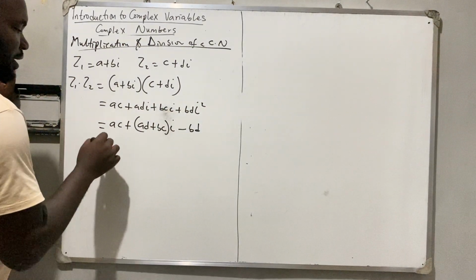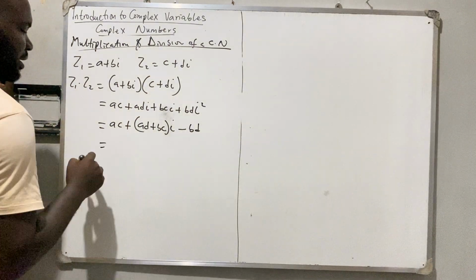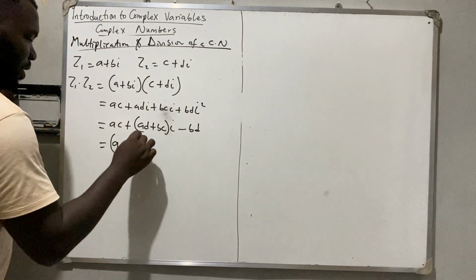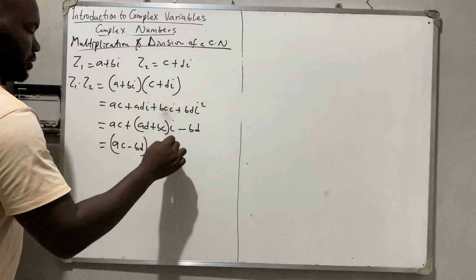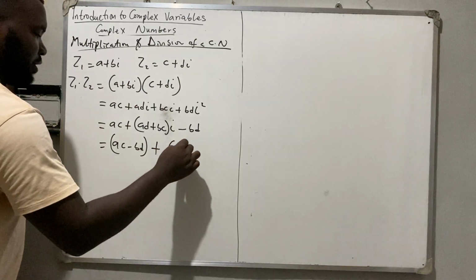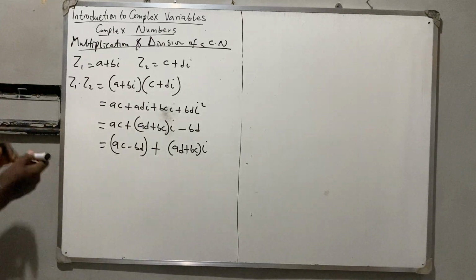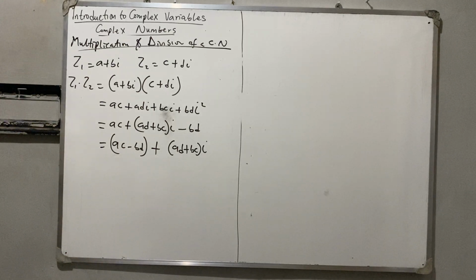So you now see that I have the real part and the imaginary part. The real part is AC minus BD, the one that does not have i, plus the one that has i, which is AD plus BC i. So this is the real part, this is the imaginary part. That is basically how to multiply complex numbers.